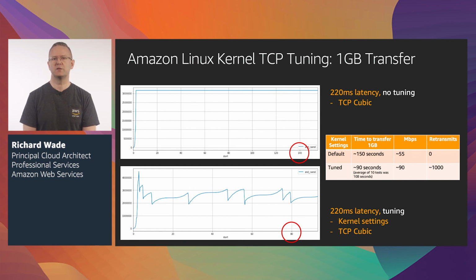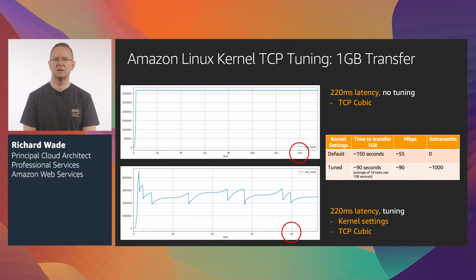In terms of TCP throughput, in the test shown, this rose from around 55 megabits per second to around 90 megabits per second as a result of tuning. What we can also see from the graph is that with the tuned settings, the congestion window was much more active, trying to expand its transmission rate, but responding to signals of congestion in the network.